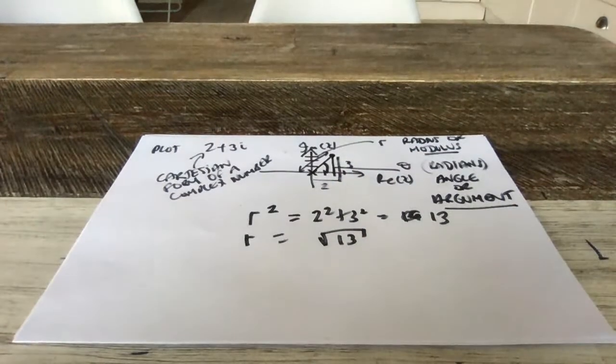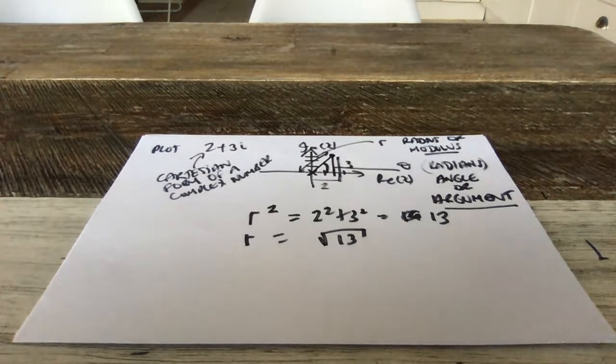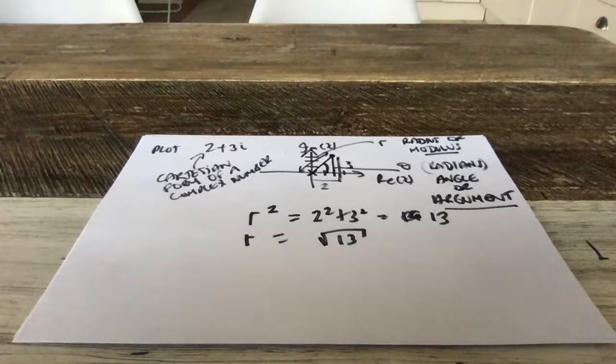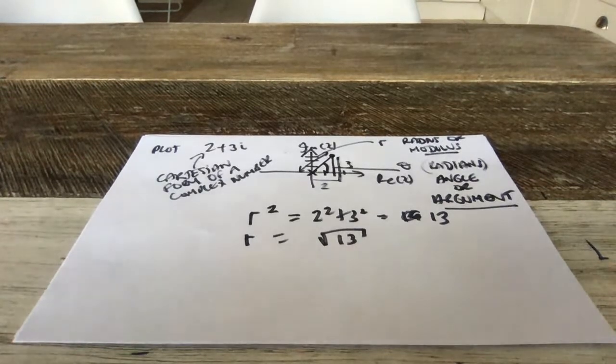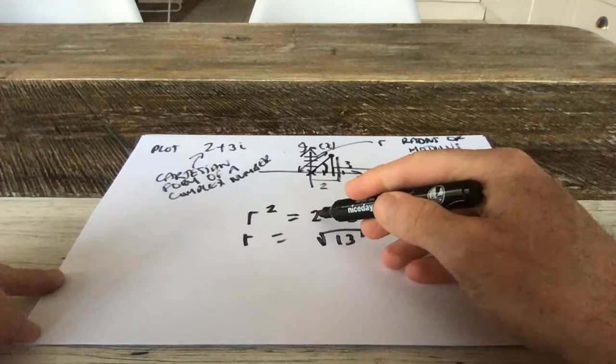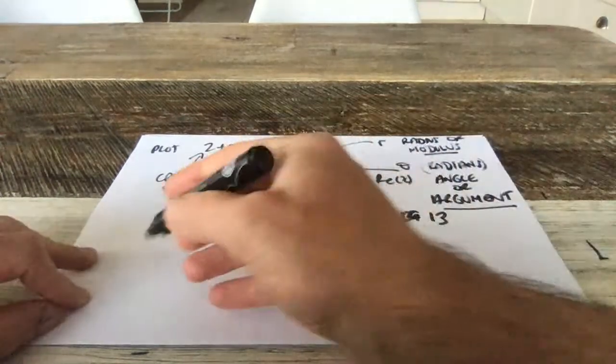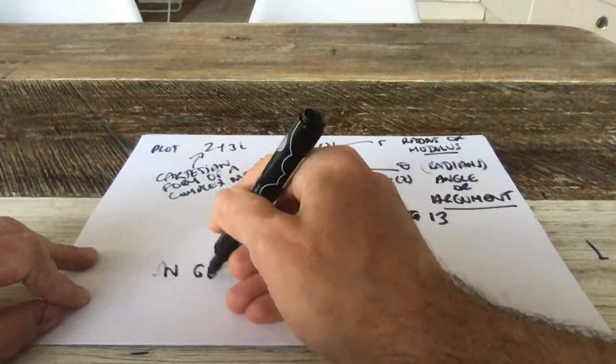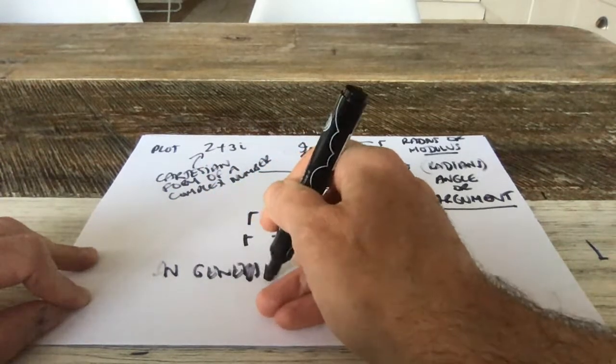It's not plus or minus the square root of 13 as it usually is in mathematics, but plus the square root of 13, because r is a distance and must be positive. You cannot have a negative distance. It doesn't make sense. Okay, so r is the square root of 13. And actually, if you look at this, 2 squared plus 3 squared, that's the real part squared plus the imaginary part squared. In general, wait till you see this, guys.